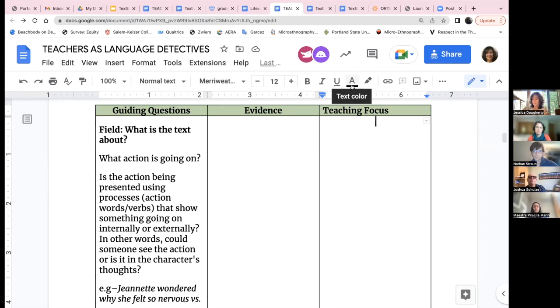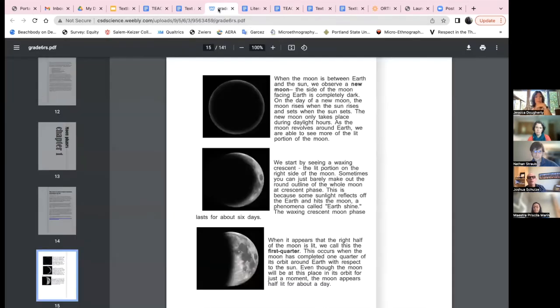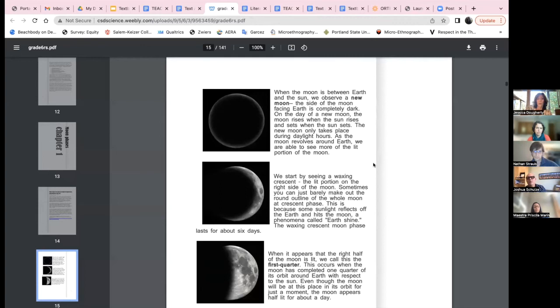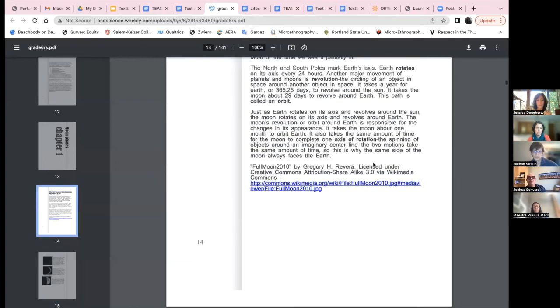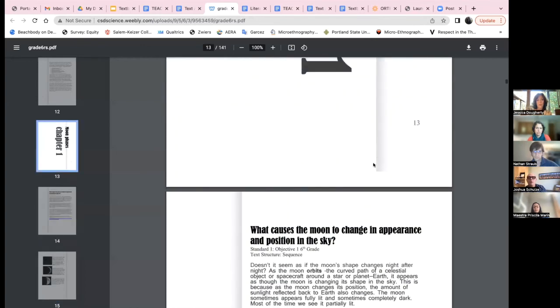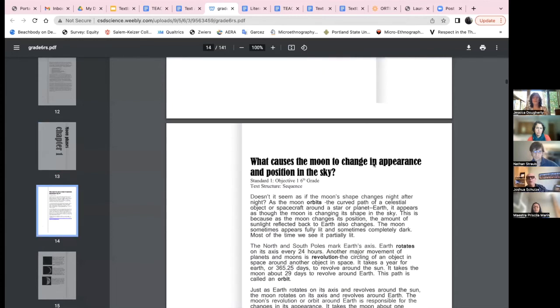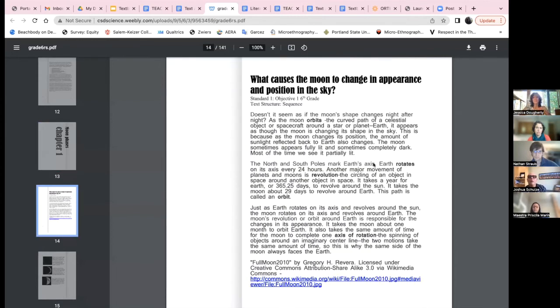Sure. Can you go back to the text, Jessica? Yes, thanks. And is that the first page? There's one more page before, I think, yes. Perfect, there you go. Oh, I see it.